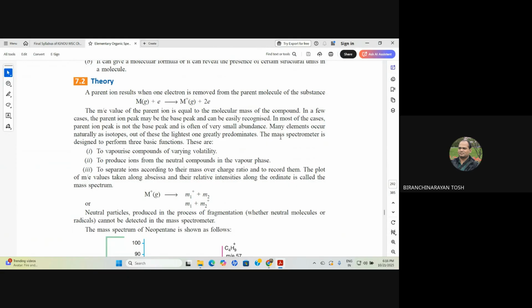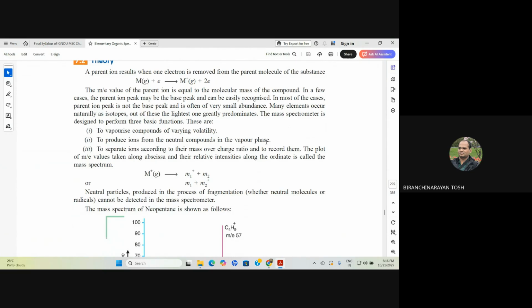Many elements occur naturally as isotopes. Out of these, the lightest one greatly predominates. The mass spectrometer is designed to perform three basic functions: to vaporize the compound, since it has volatility; to produce ions from the neutral compound in the vapor phase by bombardment of electrons; and to separate the ions according to their mass over charge ratio and record them.